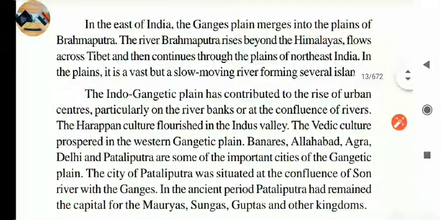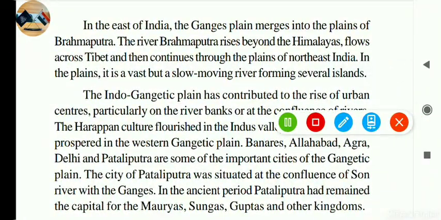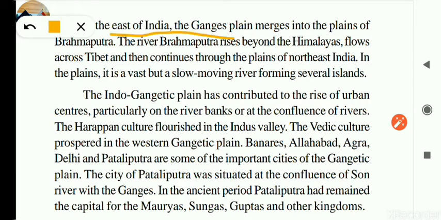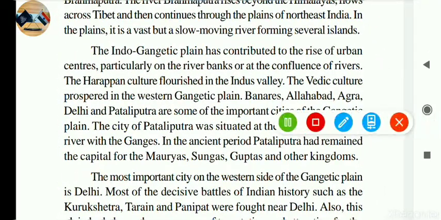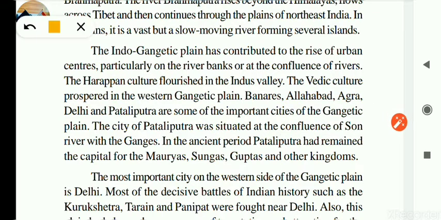As I told, in the east of India, the Ganga plain merges with the plains of the Brahmaputra. The river Brahmaputra rises beyond the Himalayas and flows across Tibet, then continues through the plains of the northeast. It is a slow flowing river, forming several islands. Of course, the conclusion here is that the Indo-Gangetic plain has contributed to the rise of urban centers. Why urban centers? Because in that time the mode of transportation was through boats. So rivers are very, very important.